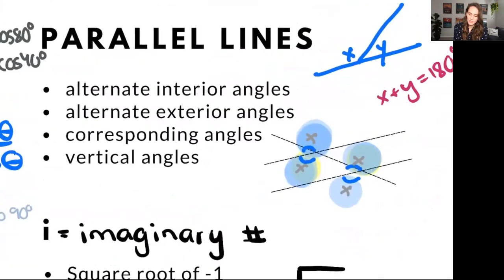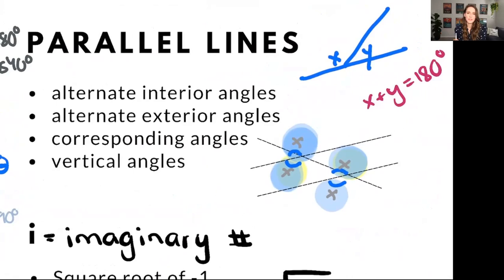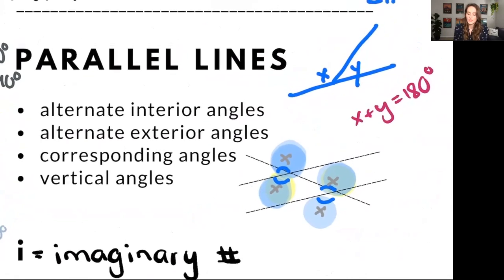Parallel lines. So the only geometry on the SAT is generally very simple. They don't get super complicated with it. So parallel lines, you should know that alternate interior angles, corresponding angles, vertical angles, and alternate exterior angles are all equal. And that straight angles, so that's what I have over here, this is going to be a straight angle, is going to be equal to 180 degrees.